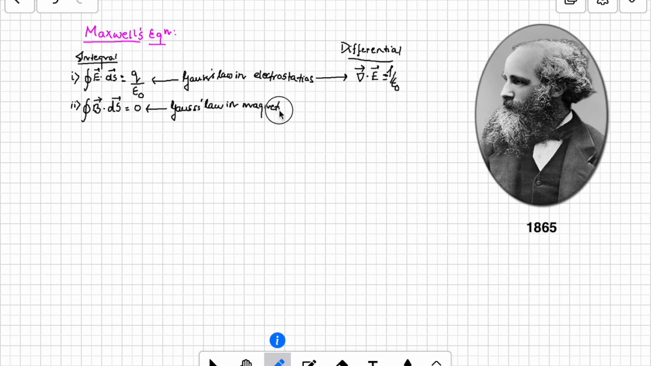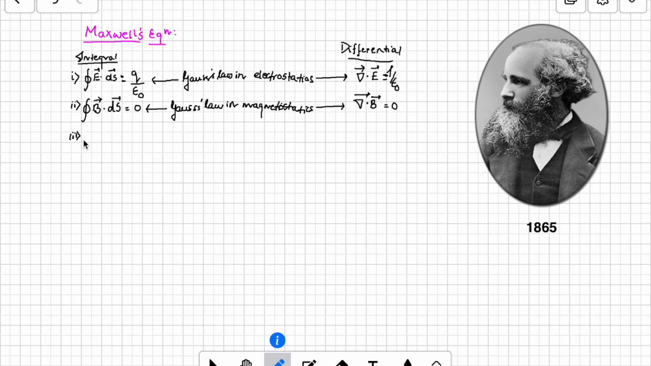So whenever we are talking about the magnetic field, we are going to talk about this law. This is the integral form, and the differential form is something similar, and we can write it down as del bar dot B bar is equal to 0. Okay, so that's the differential form.